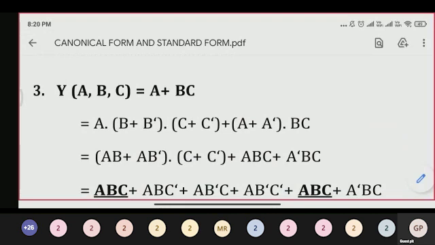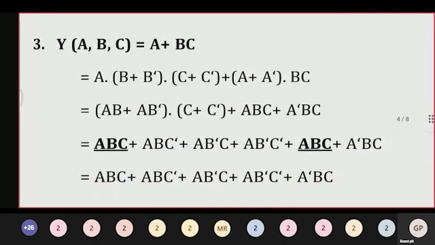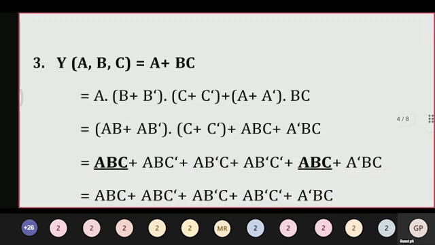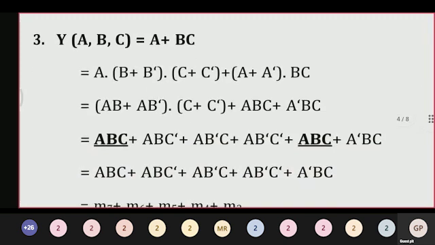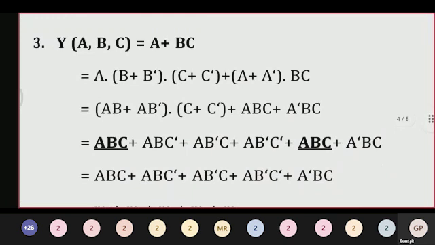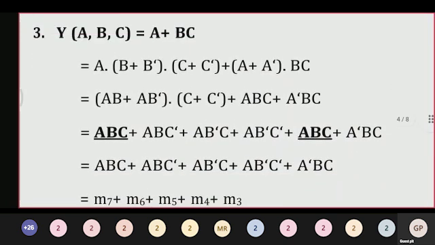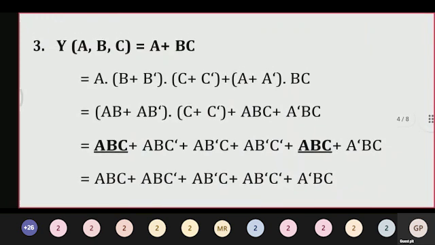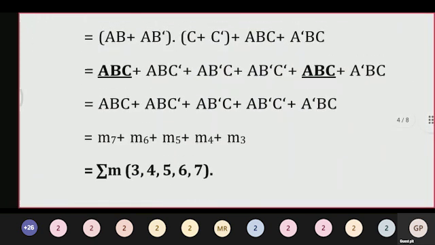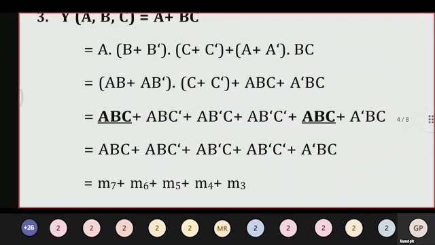So you need to multiply the terms with the missing variable and its complement. So this will become a of (b plus b bar)(c plus c bar) plus a bar dot bc, and you need to expand the expression by using distributive law. Then it will become ab plus ab bar, c plus c bar plus abc plus a bar bc, and that is equal to abc plus abc bar plus ab bar c plus ab bar c bar plus abc plus a bar bc.